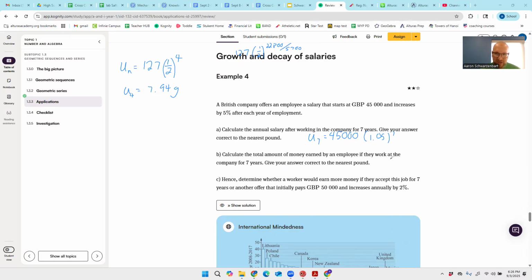Okay, then calculate the total money earned. Well, I guess we can calculate the first one. That's going to be a series. So their salary, wow, that's increased by a lot. 72,060. Oops, I did 1.07. 63,000. That's probably more believable. 63,320.